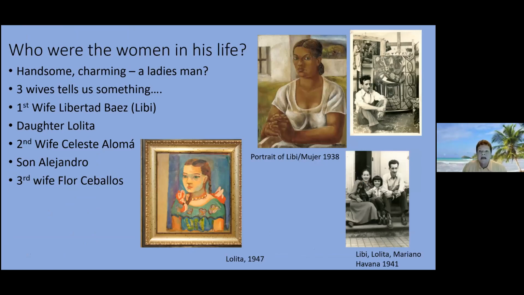So who were the women in his life? He was handsome, charming, a ladies' man, I guess. Three wives, that tells us something. His first wife was Libertad Baiz, Libby. They had a daughter, Lolita, and there's a photograph on the screen of them, the family together in those early years, 1941. Then he had another wife, Celeste Aloma. They had a son, Alejandro. And then he had a third wife, Flor Ceballos. So he loves his women, right?